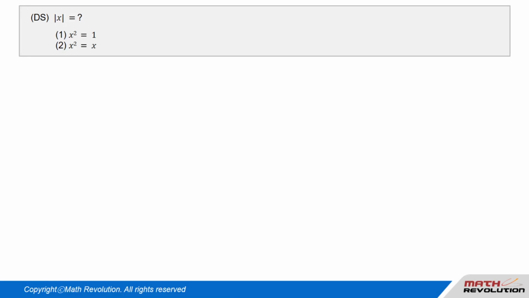DS. The absolute value of x equals something. Condition 1. x squared equals 1. Condition 2. x squared equals x.